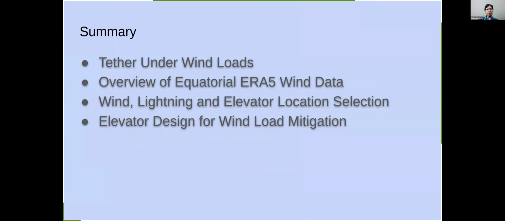So what are we going to be talking about? First, I'll talk about what effect the wind has on a tether. Then I'm going to be looking at ERA5 wind data. Then we'll have a little look at location selection based on both wind and lightning. And finally, we'll talk about how you can tweak the design of the space elevator to mitigate wind loading.